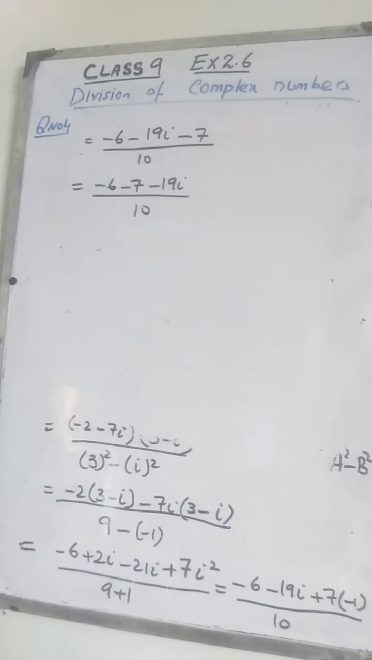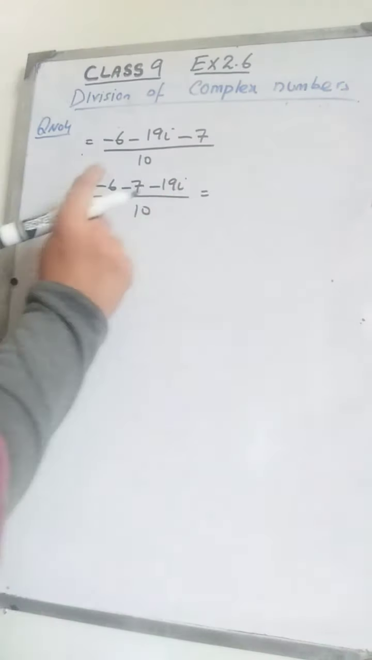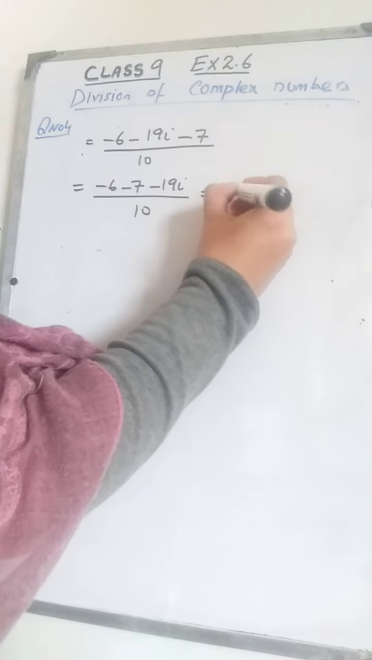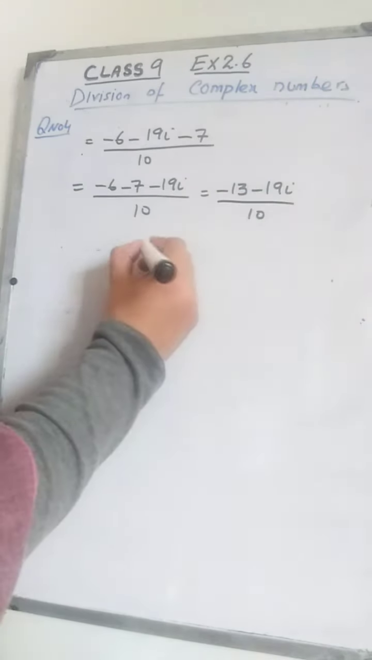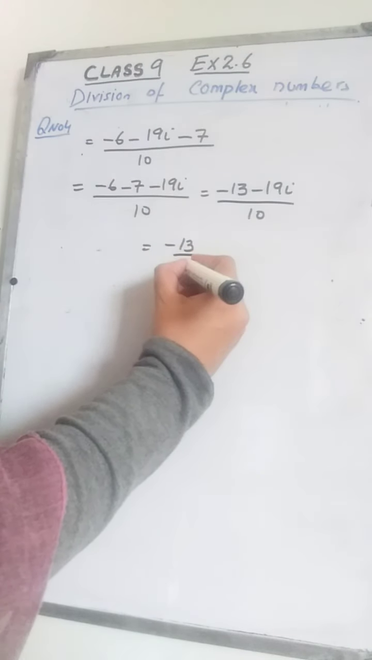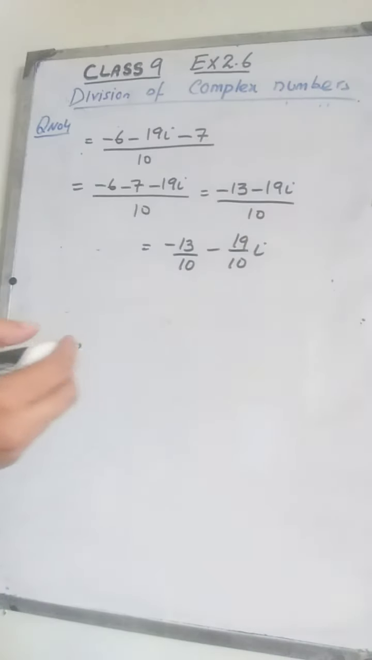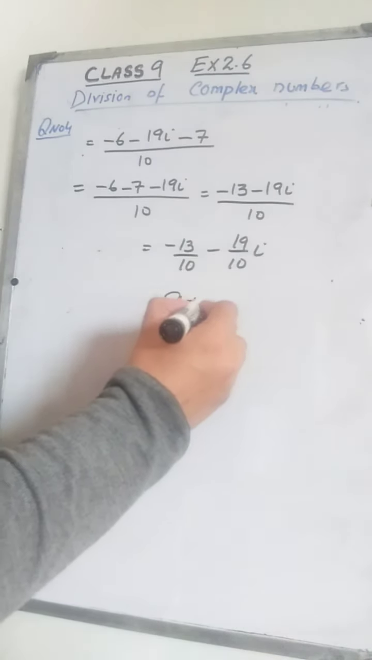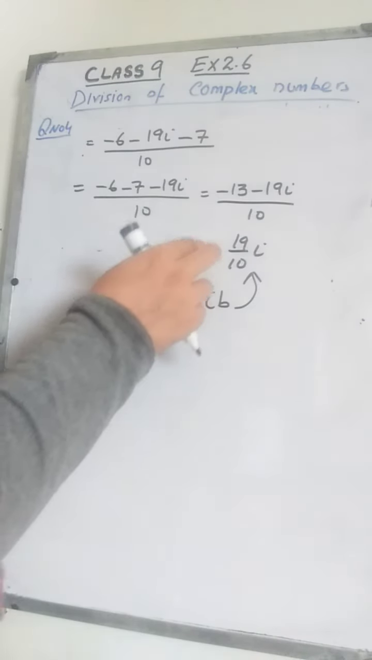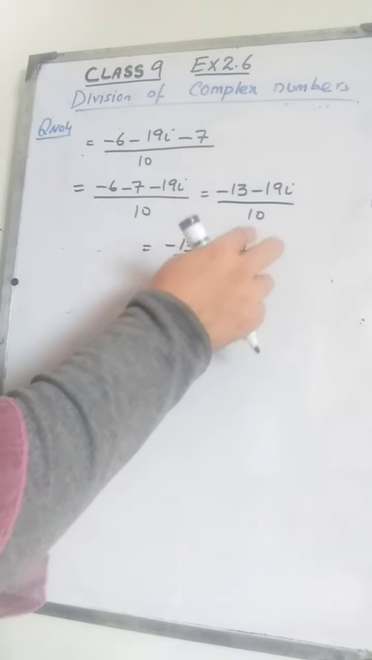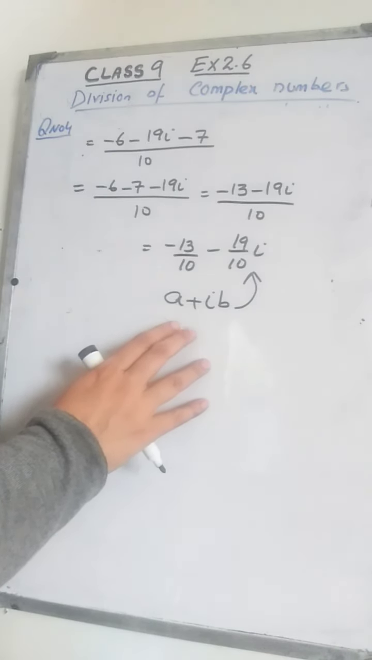Okay, now the next step is negative 6 minus 17 is negative 13 minus 19 iota over 10. So we can write it as negative 13 over 10 minus 19 over 10 iota. Okay, so it is written in the form of a plus iota b now, which is simplified, because we have the real part separate and the imaginary part separate. This is what they had asked us in the question.